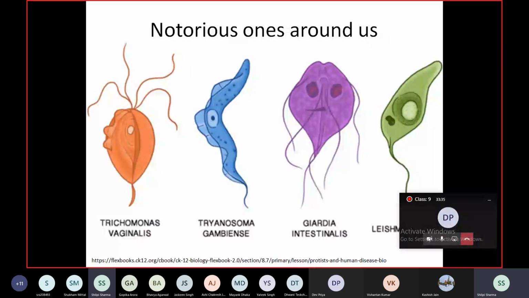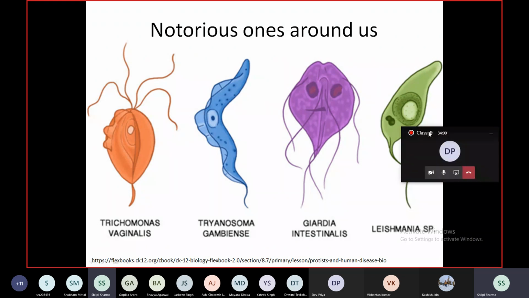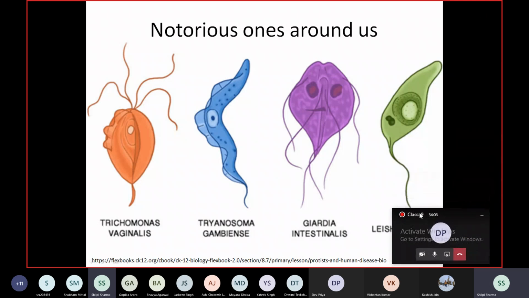There are several associations with human beings which are negative. For example, Trichomonas leads to a sexually transmitted disease, while Trypanosoma leads to sleeping sickness. And Giardia is responsible for diarrhea, while Leishmania causes leishmaniasis. So there are many more. Like you said, Plasmodium happens to be the most important one, the most common one for us.